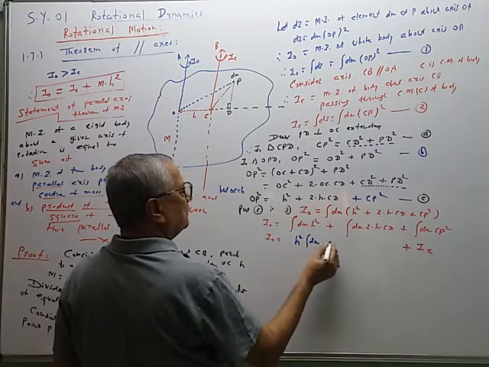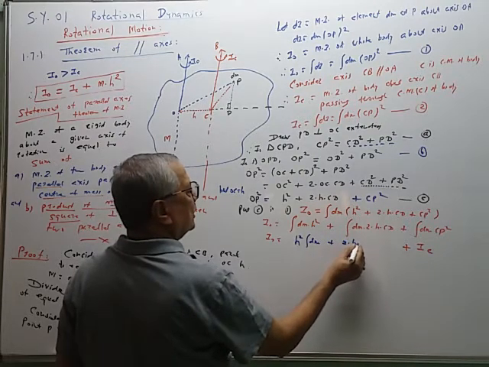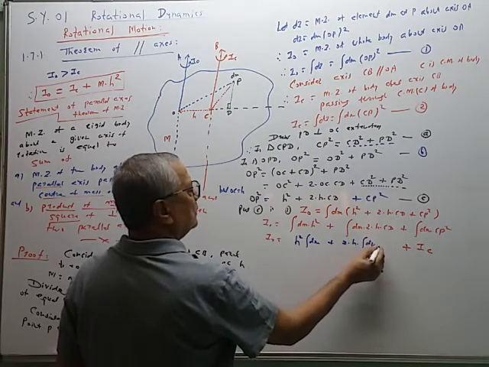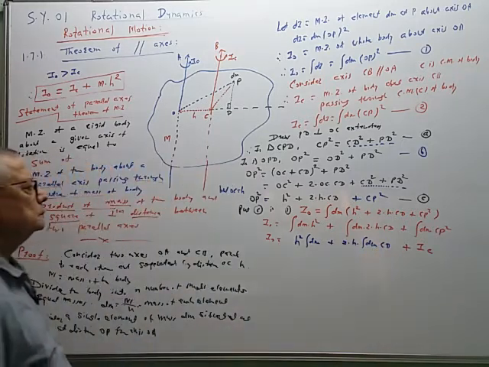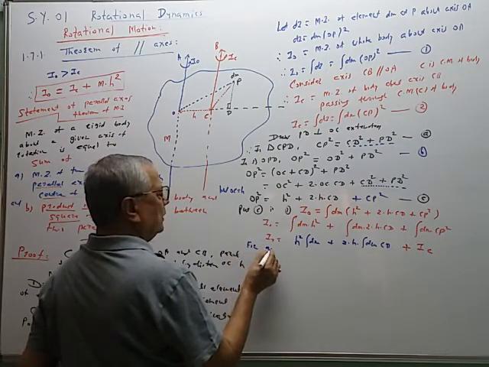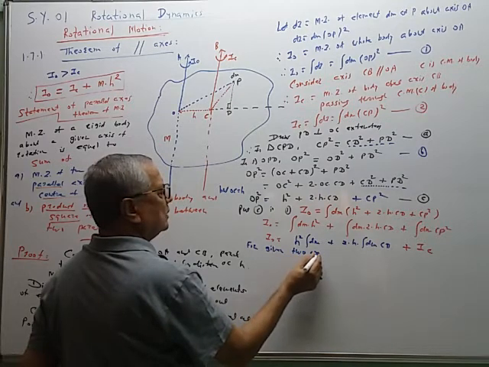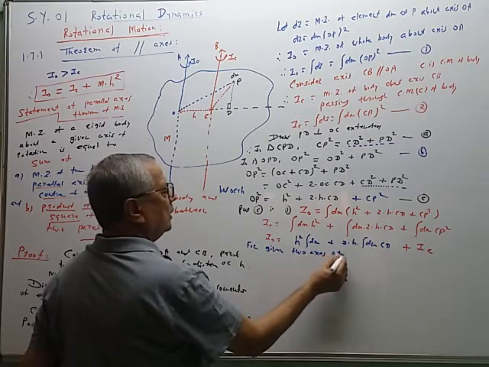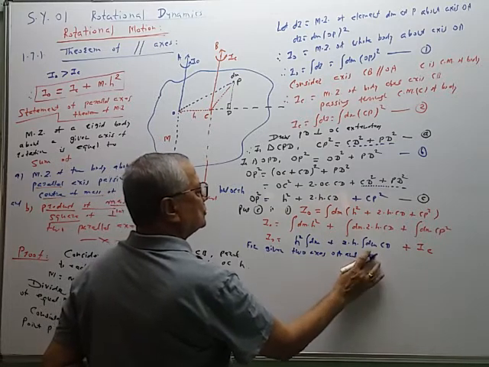Therefore, this is equal to h square integration of dm, plus 2 into h into integration of dm into CD, plus IC, for given two axes OA and CB.